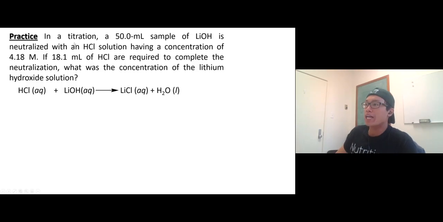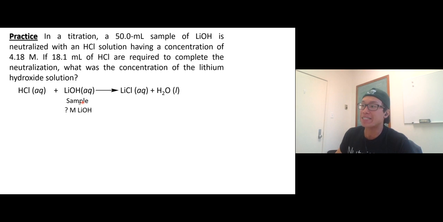All right, so in a titration, a 50 milliliter sample of lithium hydroxide, now we have a base as a sample, as an unknown, is neutralized with a hydrochloric acid solution having a concentration of 4.18 molar. If 18.1 milliliters of hydrochloric acid are required to complete the neutralization, what was the concentration of the lithium hydroxide solution?